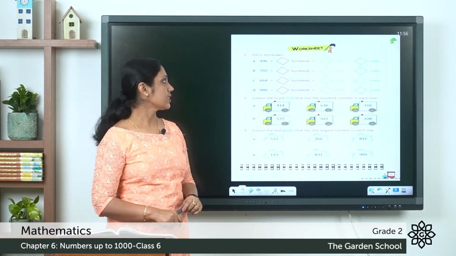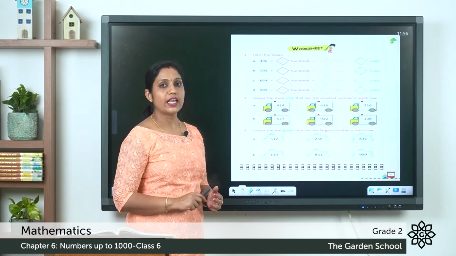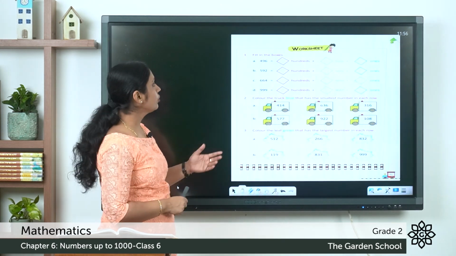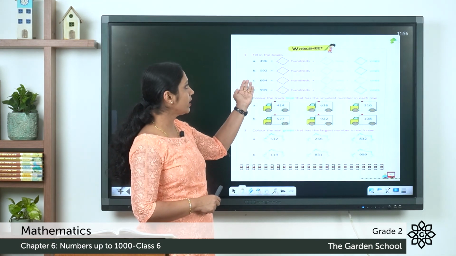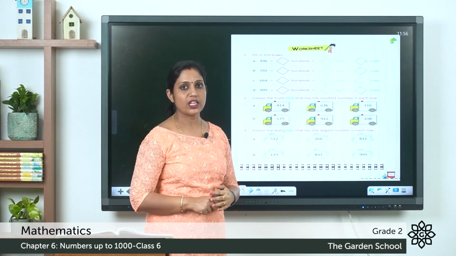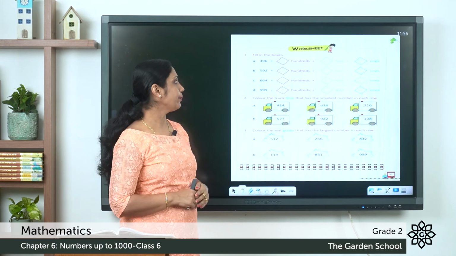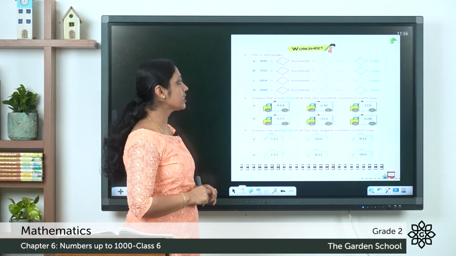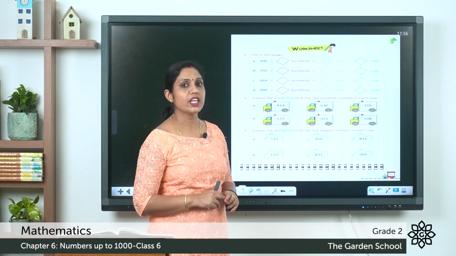Now we have the worksheet, page number 93. Fill in the boxes. A, 496. You have to write it in the expanded form. So 496, you can write it in the hundreds, tens and ones place. So write it accordingly.